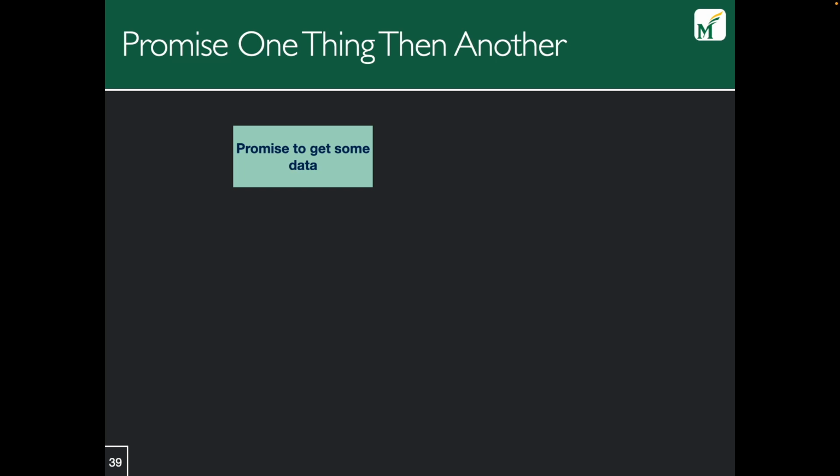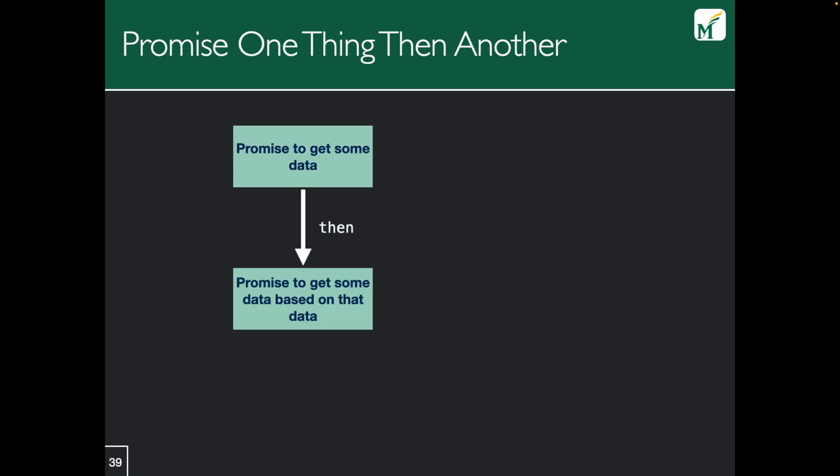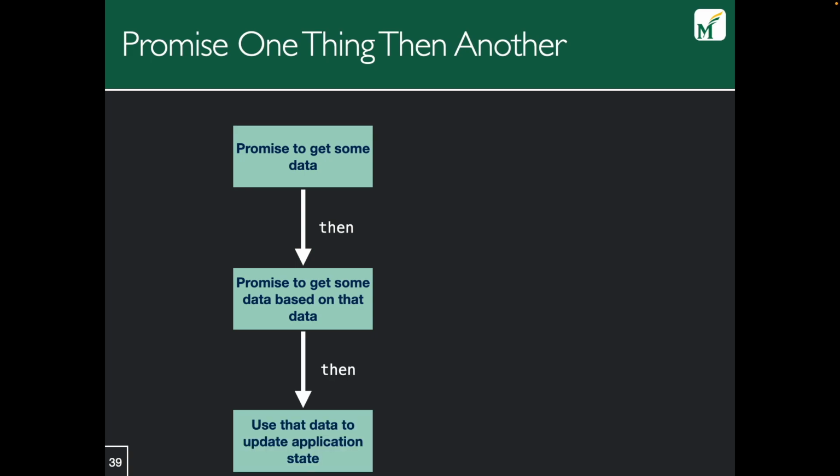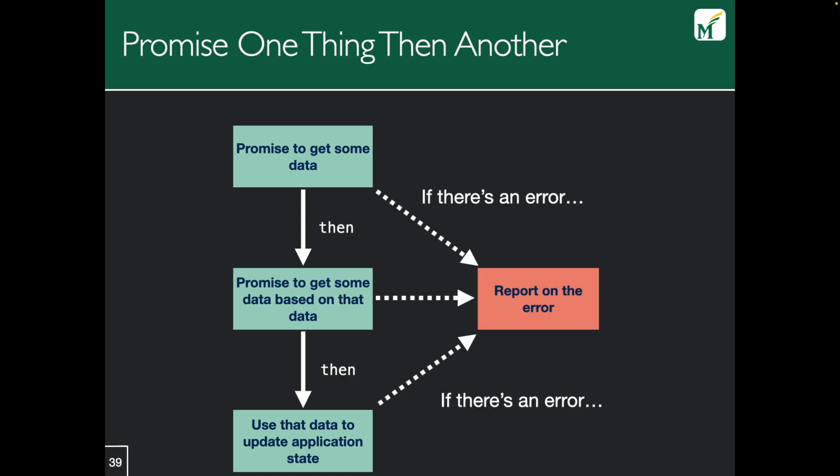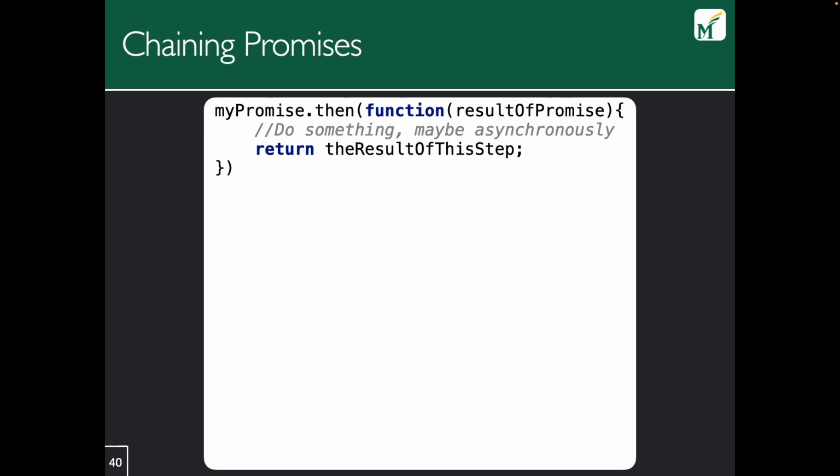Now, probably one of the most powerful things that you can do with promises is a concept that's known as promise chaining. So basically, you can promise one thing, and then another, and then another, and then another. So we can promise to get some data, then we can promise to get some data based on that data, and then we can promise to get some data based on that data, and you can basically have these chained computations where you're continually waiting for certain values to get returned before you end up manipulating them. And if there's an error at any point during this, you can report the error and handle it gracefully. So let's take a look at what this looks like in code.